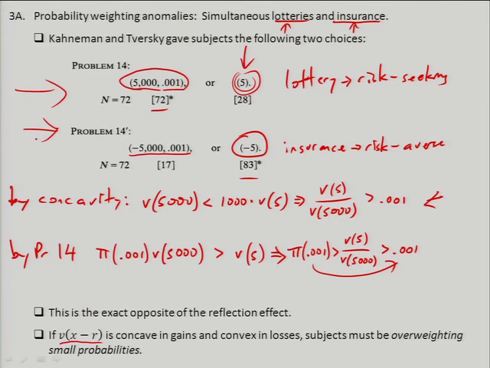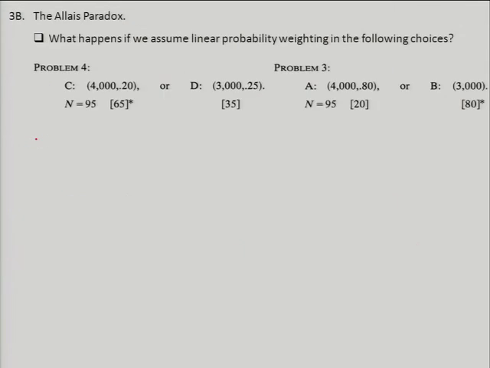Now let's look at the flip side of the coin. This is the Allais paradox, and I'm sorry, I don't know who Allais was, but his paradox is extremely famous. So this is back to problems 4 and 3, which were what we were wrestling with last time. Why does problem 4 represent risk aversion?